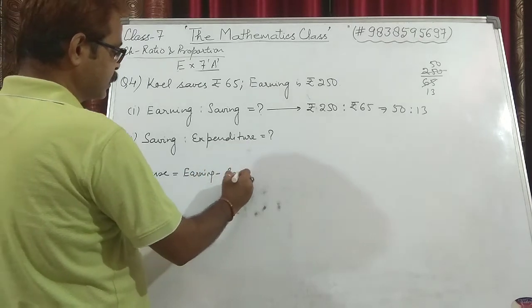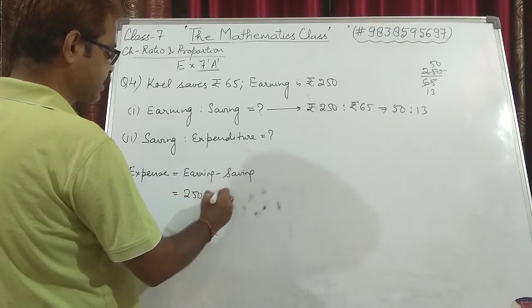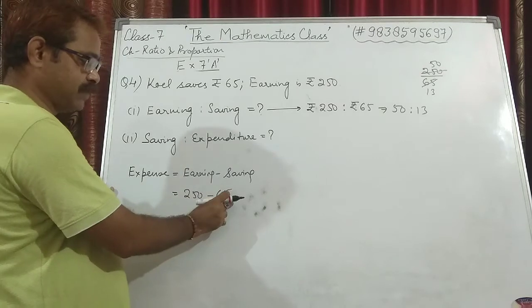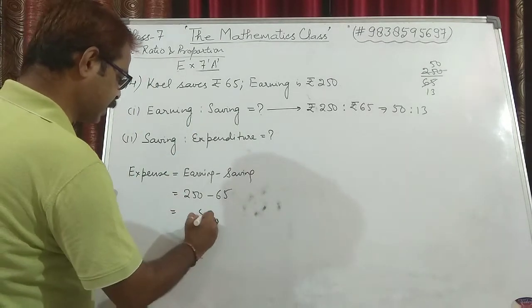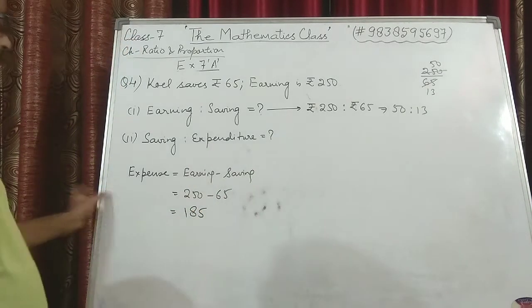Earning minus saving. Her earning is 250 and saving is 65. This much she is earning and this much she is saving, so the rest she is spending. So how much? 10 minus 5 is 5. 6 and 8, 14. 185 is her expense.